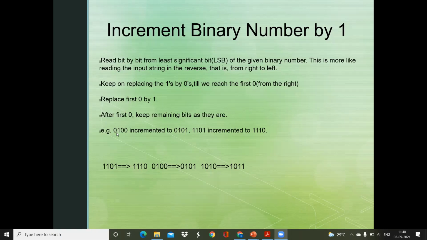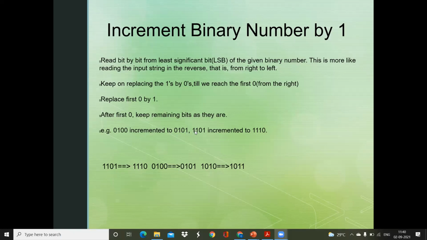So if you have this number 0, 1, 0, applying this algorithm to this input, we will start reading from the right side, 1 bit at a time. When you read the first bit, it is itself a 0. So when you come across the first 0, replace it by 1, and the rest of the bits will remain the same. That is the reason this 0 gets replaced with 1, and the remaining bits remain the same.